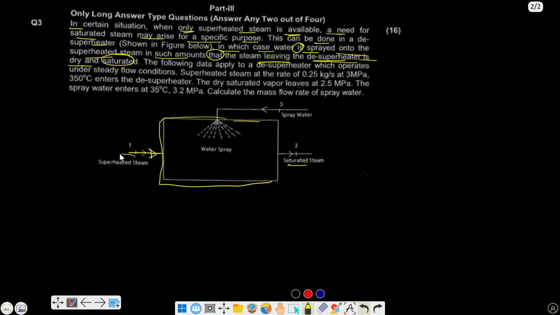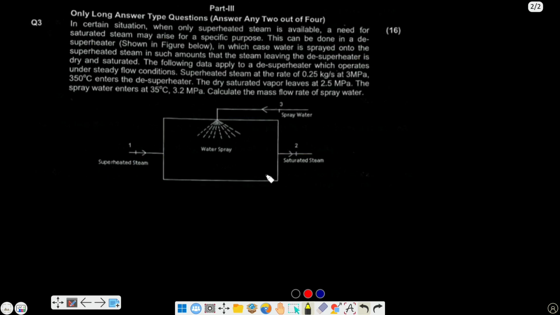So how are we getting the saturated steam? We supply the superheated steam into this device, the desuperheater, and we spray some water into it, such that we get dry saturated steam at the exit. Some data are given for this condition. What are the given data? Before getting to the data, let us try to understand.